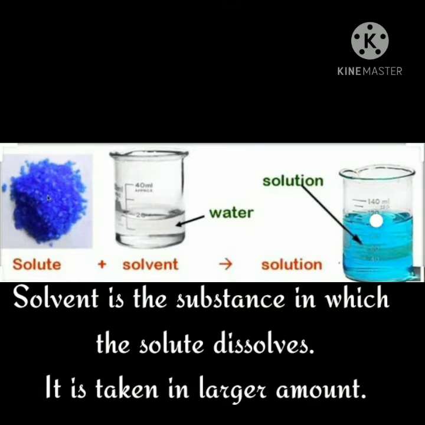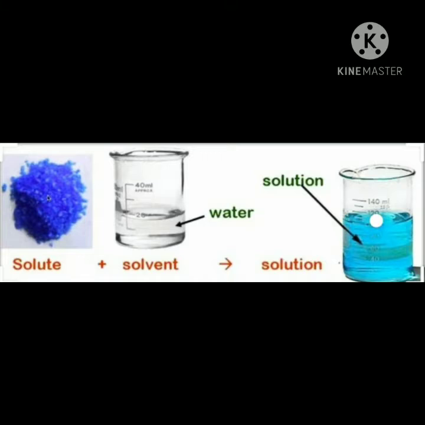The solvent is the substance in which the solute dissolves and it is taken in larger amount compared to the solute. For example, when I add sugar to water, the sugar dissolves in water. That means water here is the solvent, and compared to sugar, we take a larger amount of water. So the substance that dissolves is the solute, and the substance in which it dissolves is known as the solvent.